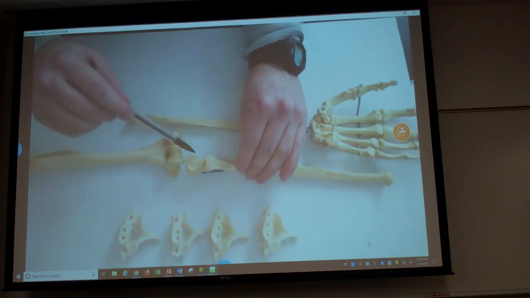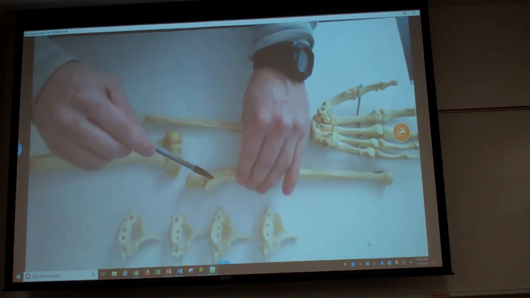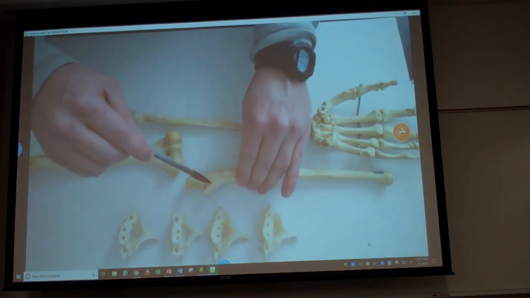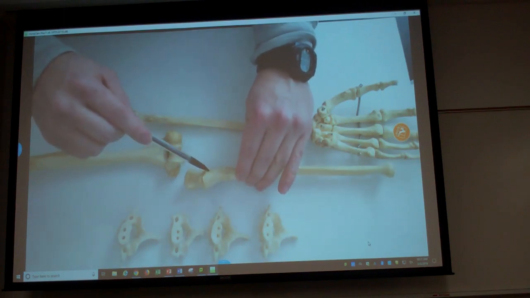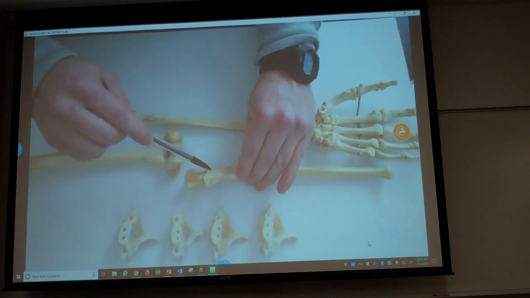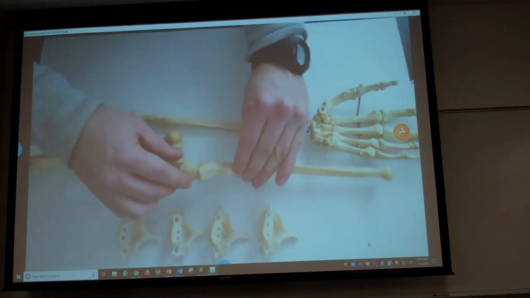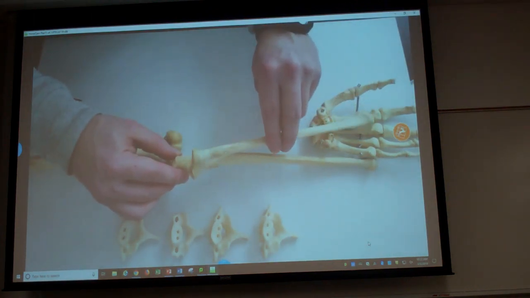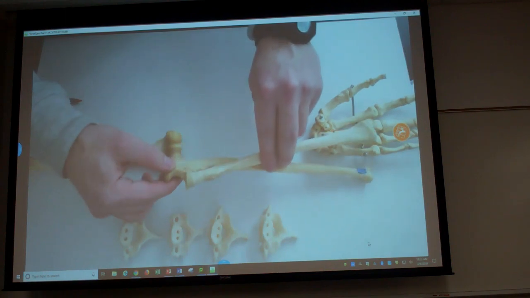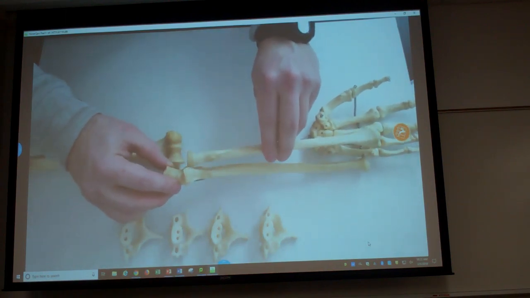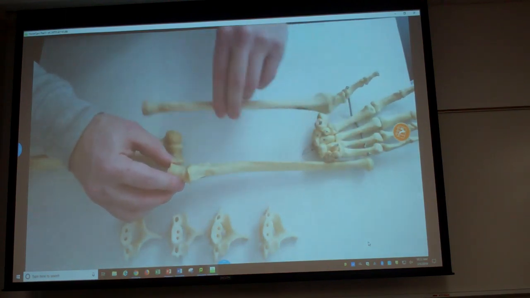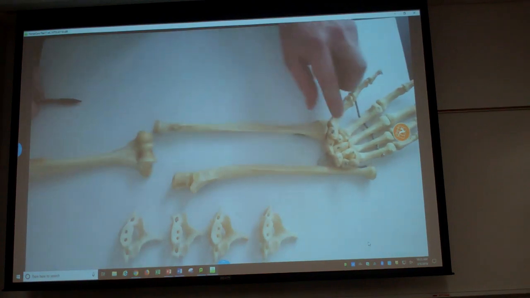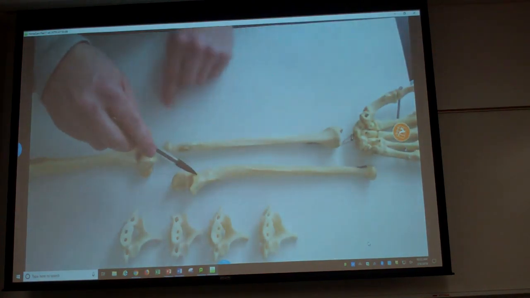Likewise, if I turn and look here on the inside, we've got a small, smooth surface. This is going to be our radial notch. And if I take my radius, this is where my radius twists. So radial notch, my radius twists. Again, this is going to be my radial notch.